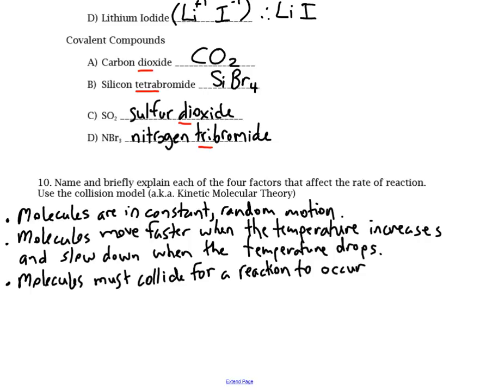Molecules we do observe move faster when the temperature increases. We certainly can relate to that when we see how, for example, a drop of food coloring disperses in a glass of water, and as the temperature of the water increases, the distribution of the dye is made faster. Molecules, on the other hand, would move slower when the temperature drops. And in terms of a reaction, molecules must collide or come into contact for a reaction to occur.